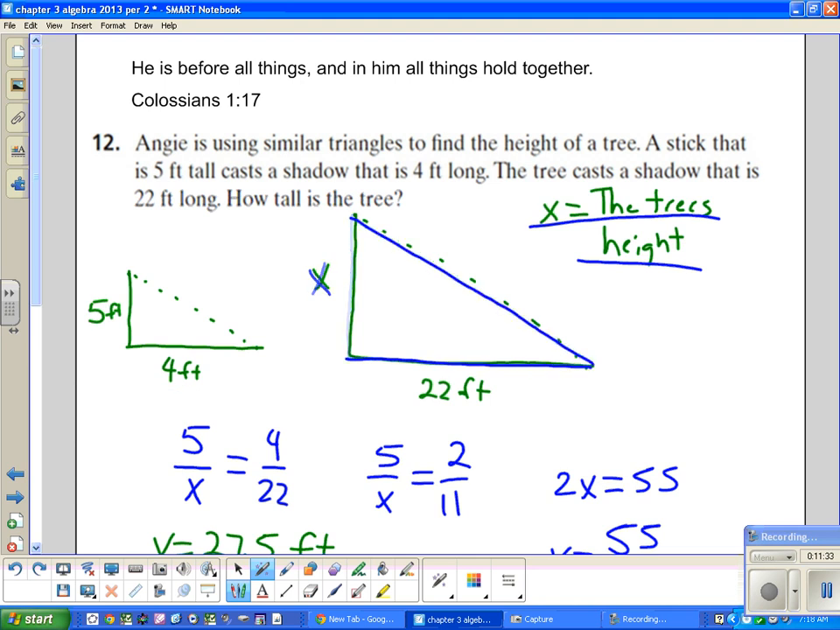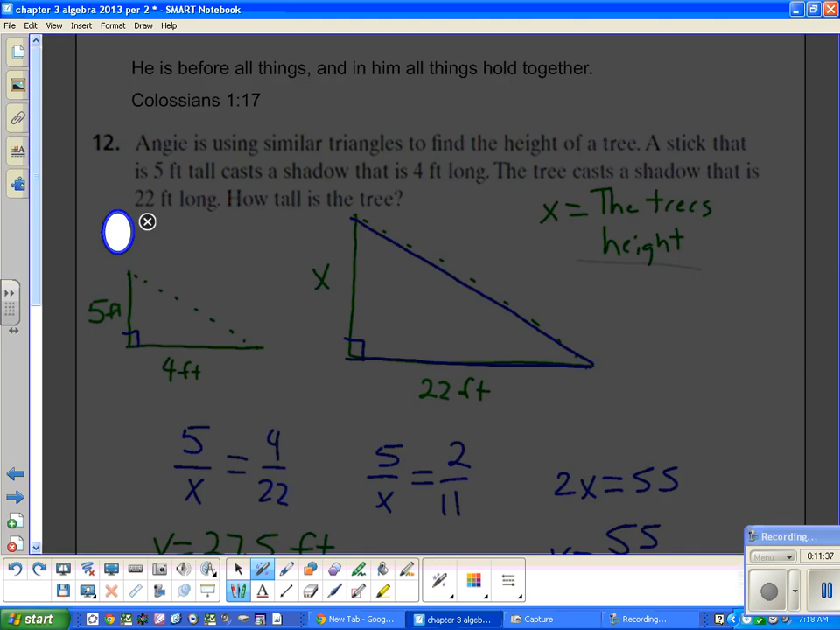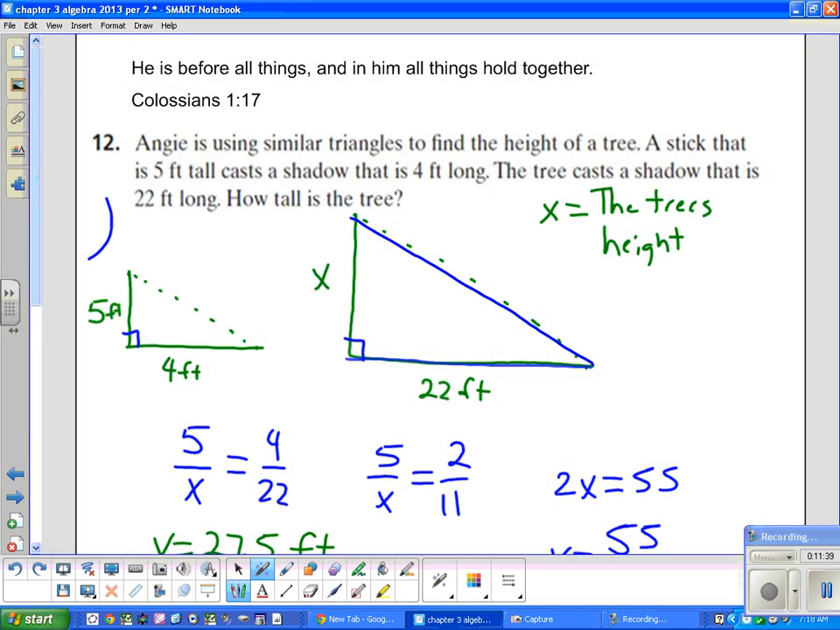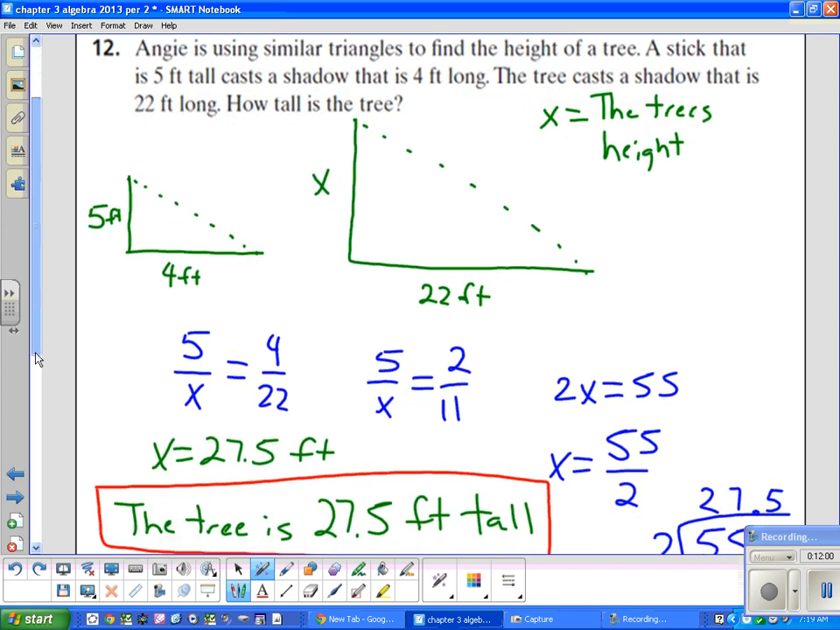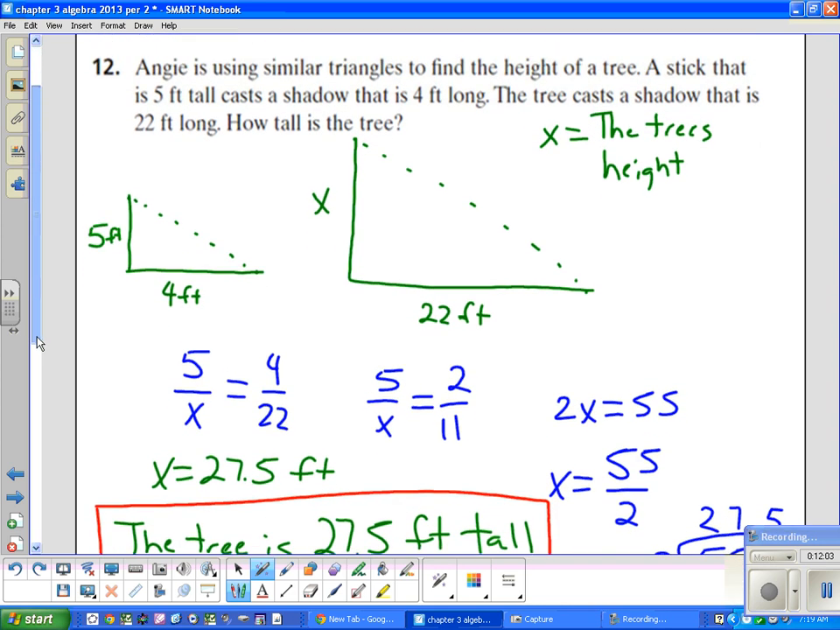They're similar right triangles because the sun is shining down, and it creates the same angles of the shadows. So these angles are all the same for both shadows, and that's pretty cool because He holds all things together, and it all works out because the math works, because God created the heavens and the earth. He set the stars in the sky. Our sun is a star in the sky.